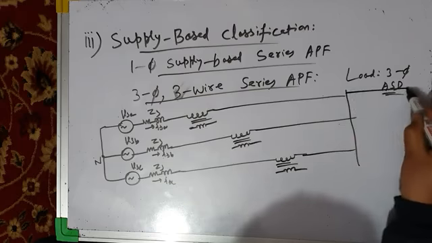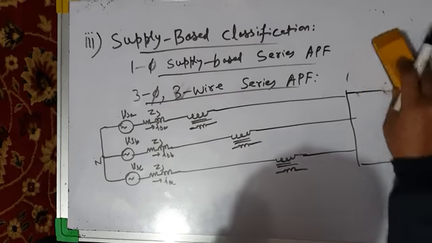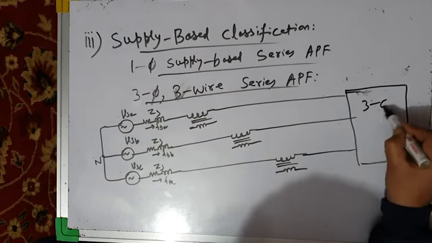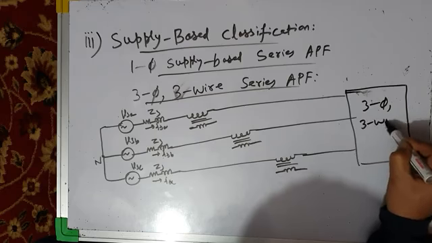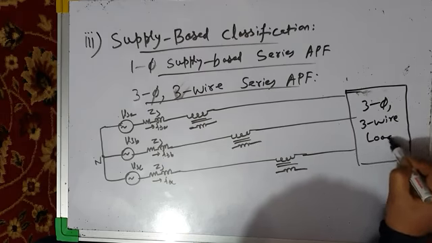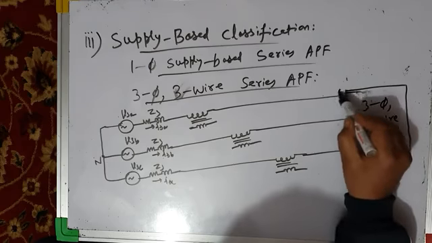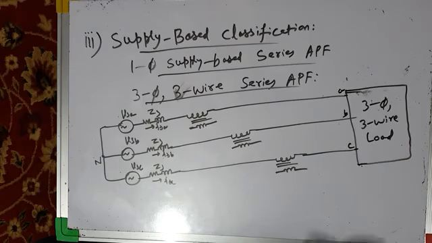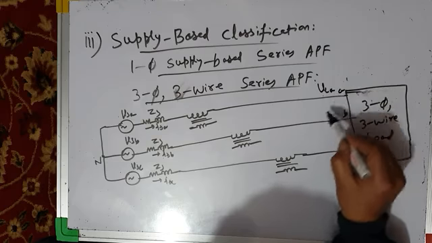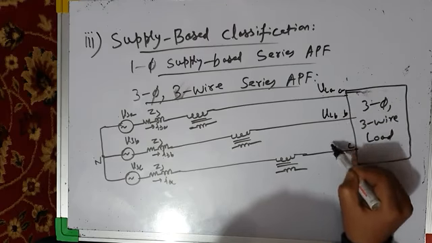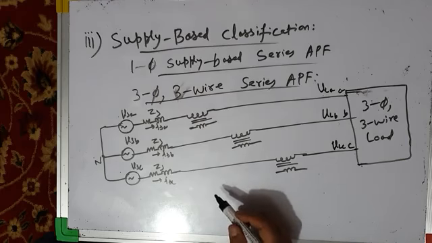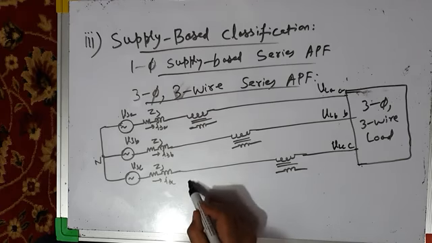This is your three phase three wire load, maybe linear or non-linear or a combination of linear and non-linear loads. These are supply terminals ABC, and we want these load voltages VLA, VLB, and VLC. We want them to be sinusoidal because your source voltages are already distorted. For that purpose, we will use voltage source converter like this.